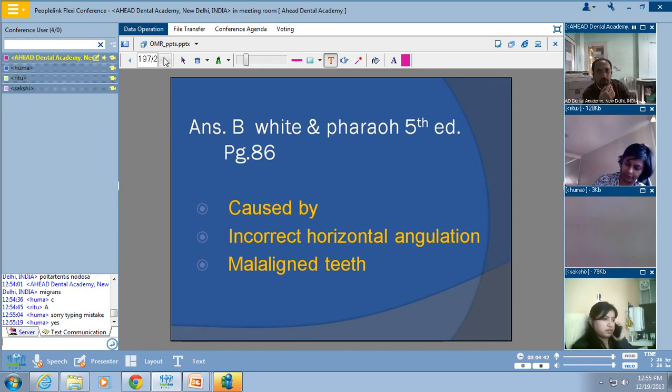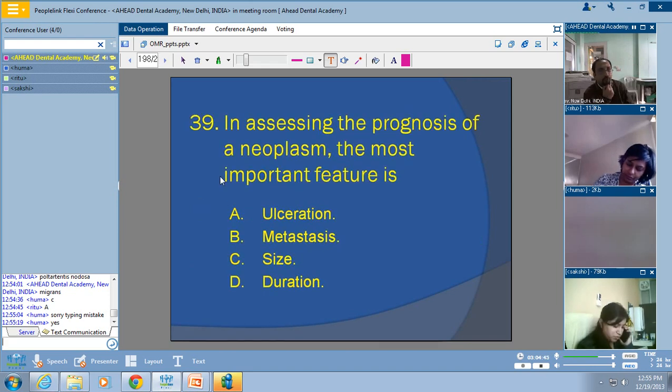39th. In assessing the prognosis of a neoplasm, the most important feature is very easy, metastasis, isn't it? Ulceration, size, duration will have an effect on the duration, but the moment the word metastasis comes, your answer should be metastasis. If a malignancy is metastasizing, the entire treatment gets changed. Okay?